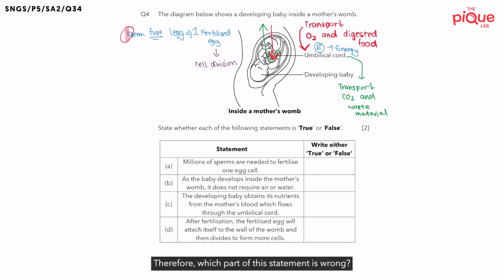Therefore, which part of this statement is wrong? Millions of sperms. Because instead of millions of sperm, we only need one sperm. Therefore, this statement is false. Next, let's take a look at statement B.